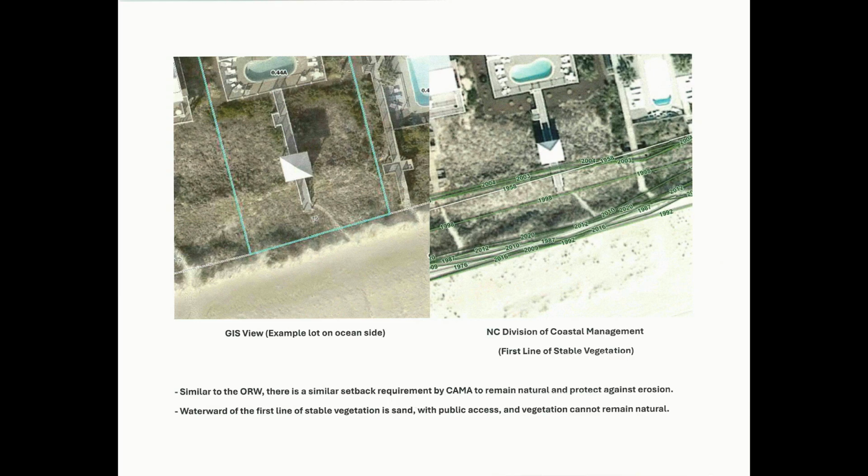You'll see the different lines on the right-hand side. That's because it changes due to erosion. So the most recent one looks like 2020 on there, and it's closer towards the bottom, right where it kind of turns into sand.